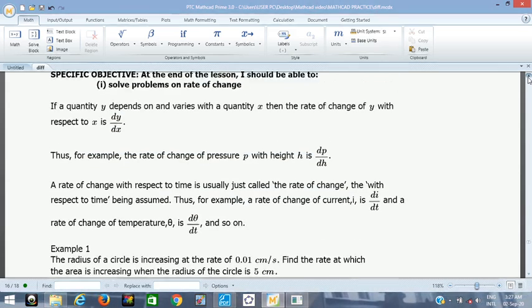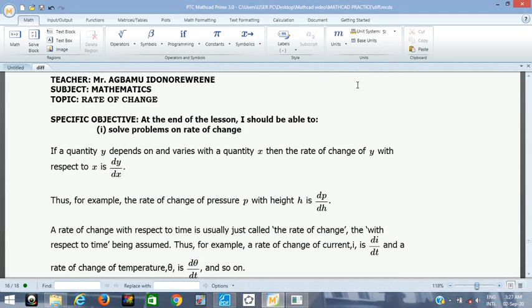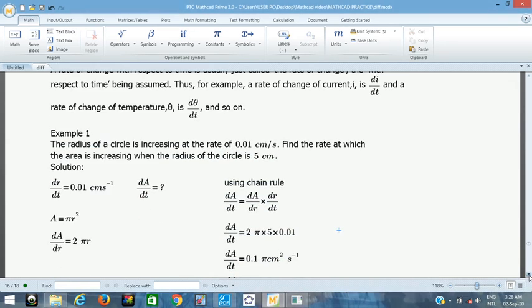Rate of change is the topic. How does a quantity change with respect to another quantity? But if they didn't give you what it is changing with respect to, then you use time. That is what we are talking about. So look at this place. A rate of change of current is just given. They didn't give you what is changing with. So the with means with respect to time. That is what we always assume as far as science is concerned. So that is the principle we use in this topic, rate of change.